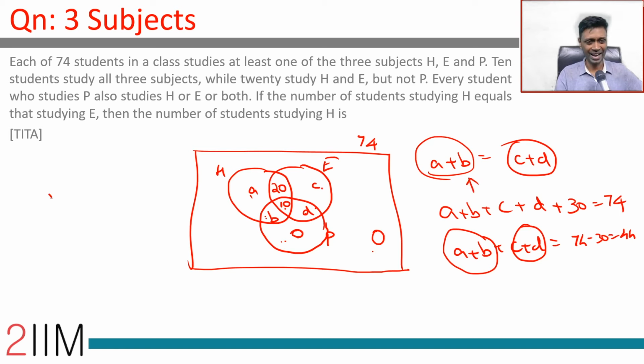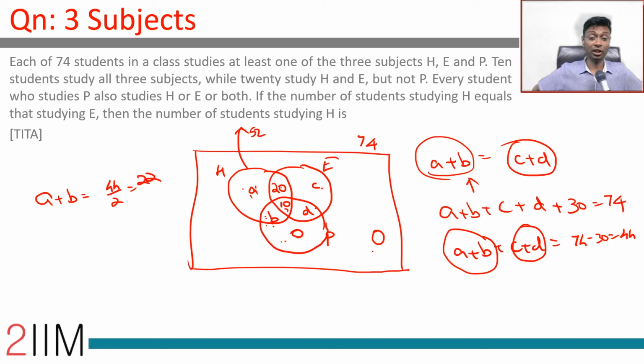Or A plus B is 44 by 2, which is 22. The number of students studying H equals that studying E. Then the number of students studying H, A plus B, is 22. So 22 plus 10, 32 plus 20, 52. 30 here, 22 here, adding up to 52. In this question, we can even eliminate P in the last step.